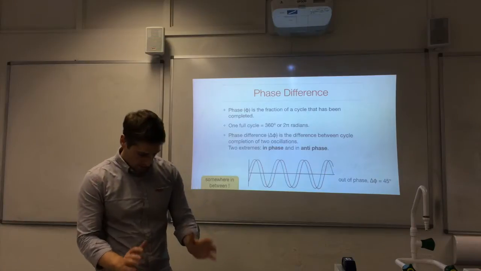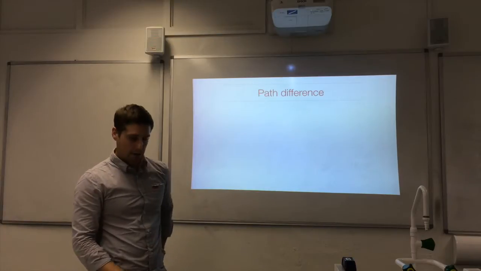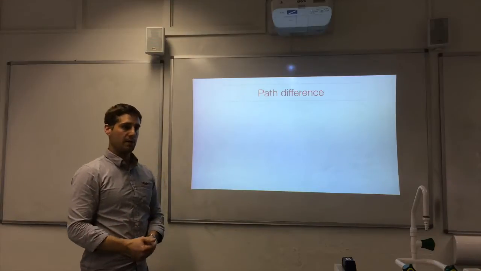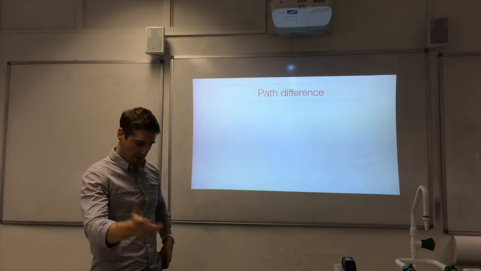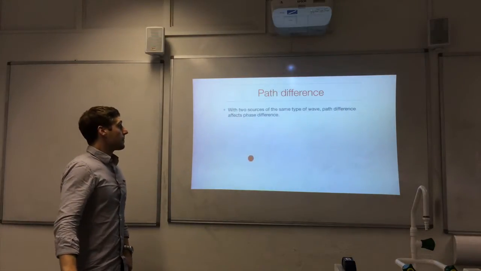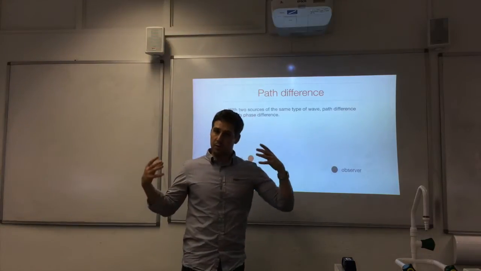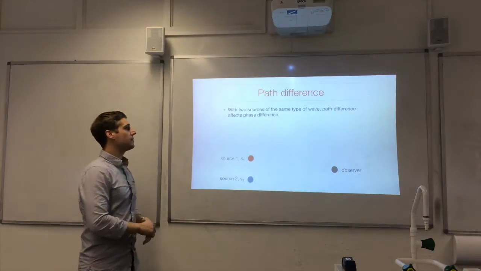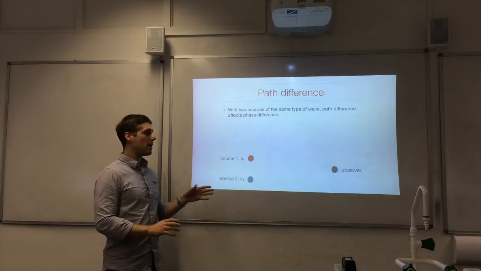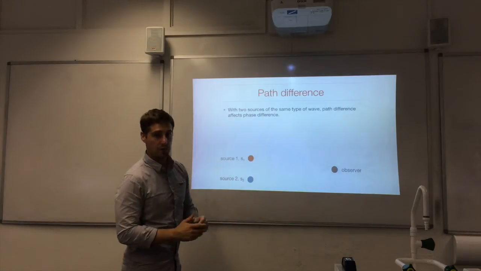Now that's phase and phase difference. Let's look at how path difference affects how much the wave cycle has been completed at various points when you have multiple sources of waves, so you can see what the phase difference is and then what the type of interference is. If you have two sources of the same type of wave, because we want them to interfere and superpose, the path difference affects the phase difference. The path is the path taken by the wave from its source to the point where you're observing.